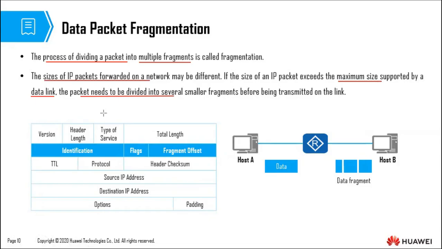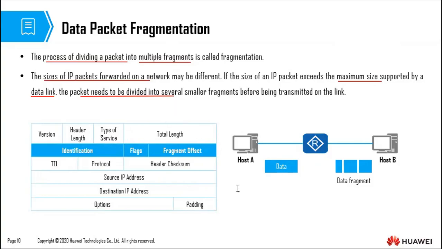So the first one is the identification field. It carries a value that has been assigned by a sender host, and normally it is used for fragment reassembly. So it's just a value that has been assigned by the host.